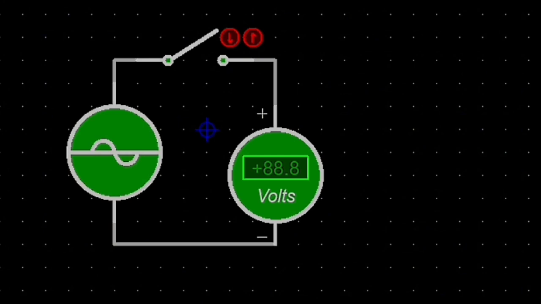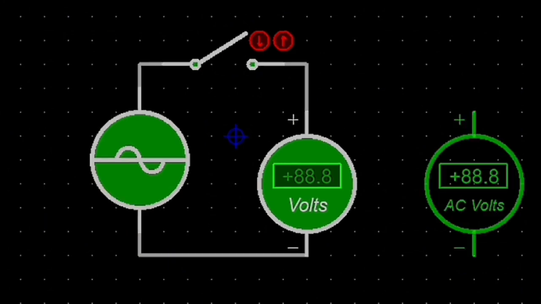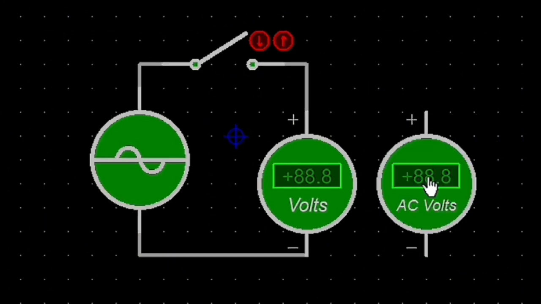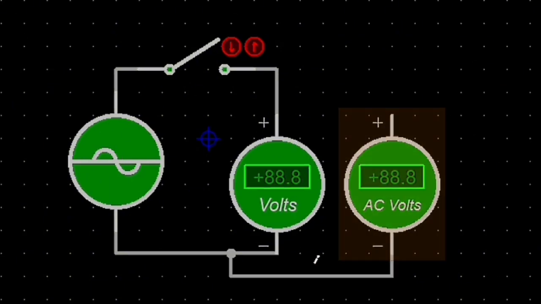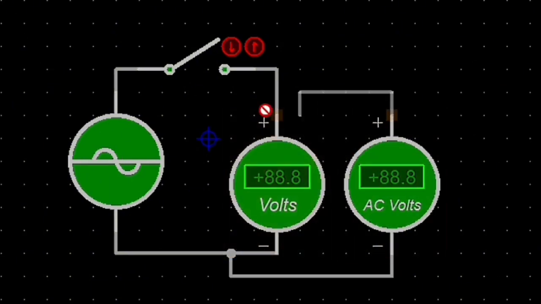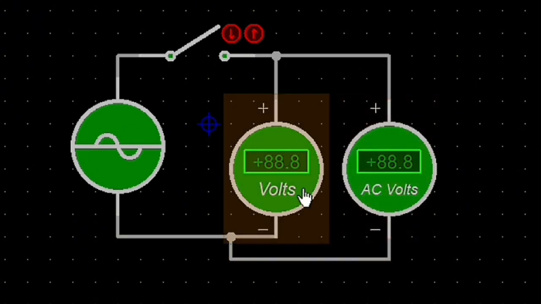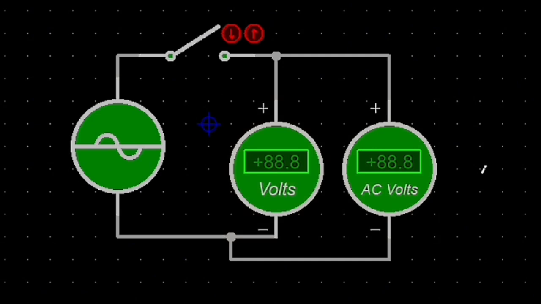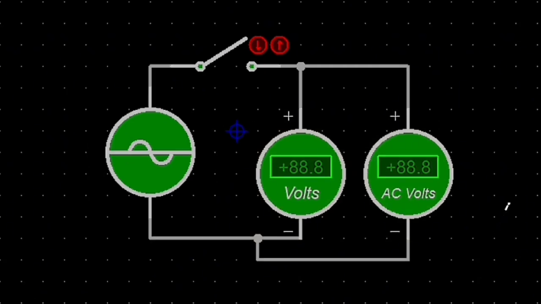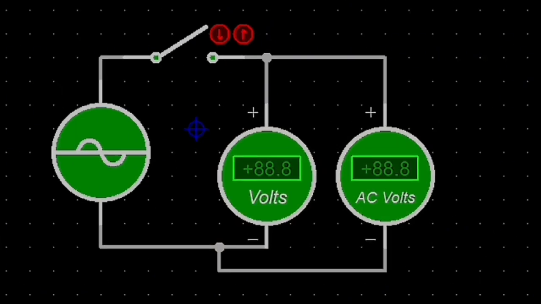Now I am going to insert one more component here. This is the AC voltmeter. I am going to place it here and connect this one in parallel. You can see I have connected this one in parallel. So this is the AC voltmeter and this is the DC voltmeter. I am going to show you the difference between AC and DC voltmeter. So I am going to demonstrate this now.